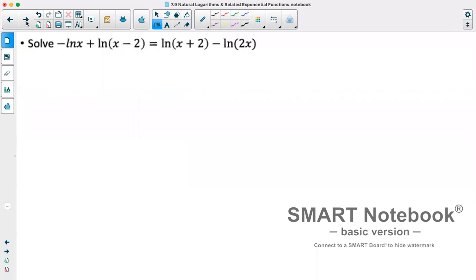Next example, we have negative the natural logarithm of x plus the natural logarithm of x minus 2 equals the natural logarithm of x plus 2 minus the natural logarithm of 2x. So on each side, it looks like we can perform the quotient law. So this will give me the natural logarithm of x minus 2 over x, while on this side, we have the natural logarithm of x plus 2 over 2x.